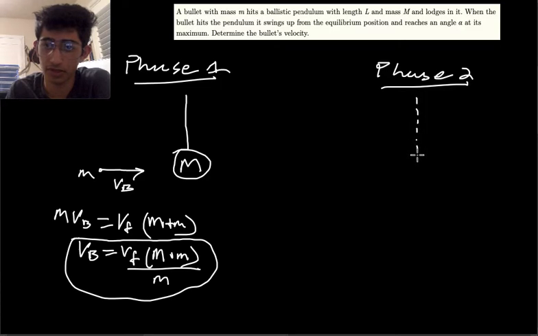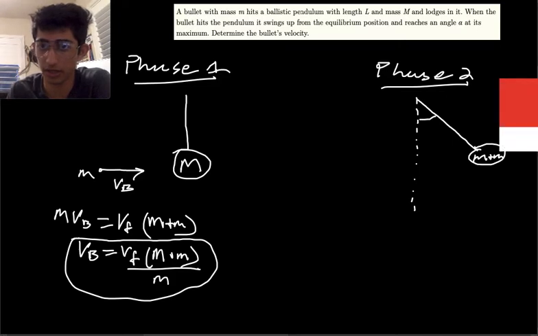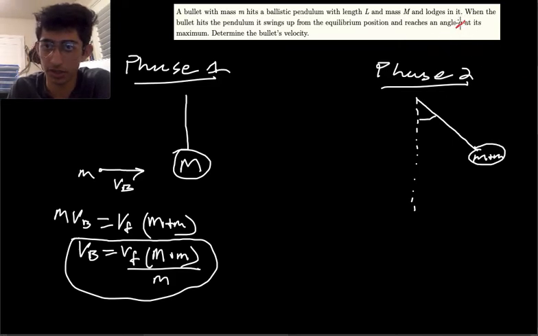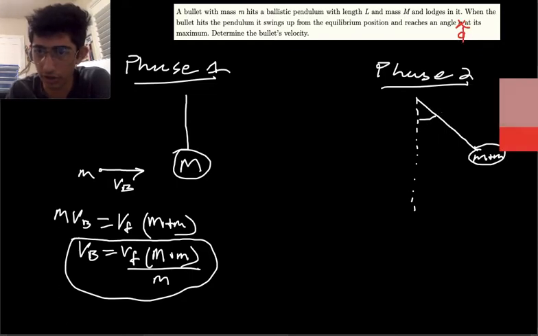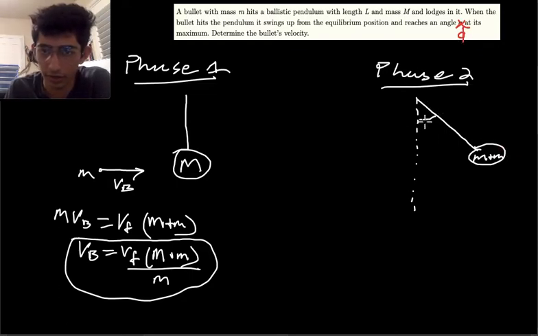If we consider this to be the vertical, we know that after the bullet collides with the object, the pendulum is going to swing upwards. So this is where it's going to be with mass big M plus little m. It's going to make an angle alpha, and for the sake of my sanity, I'm going to change this angle alpha to angle phi, because every time I try to write an alpha, I get a stroke. Angle phi.